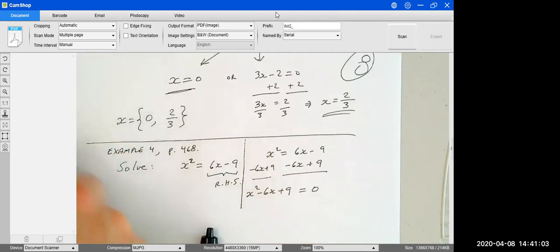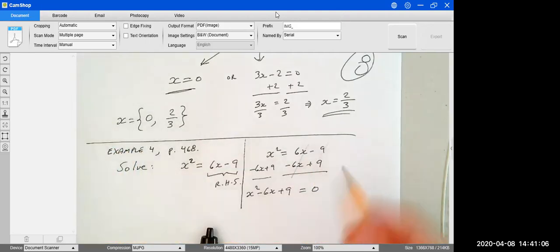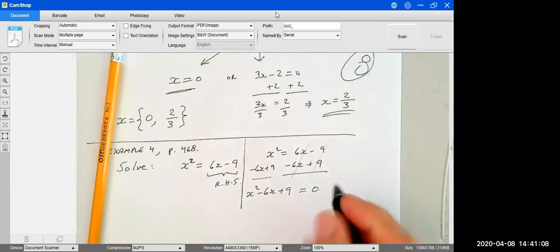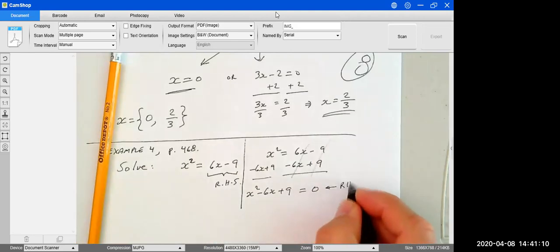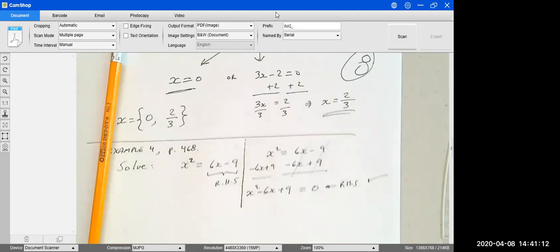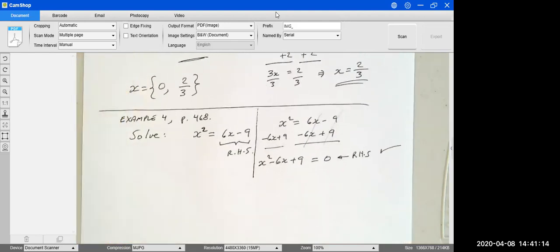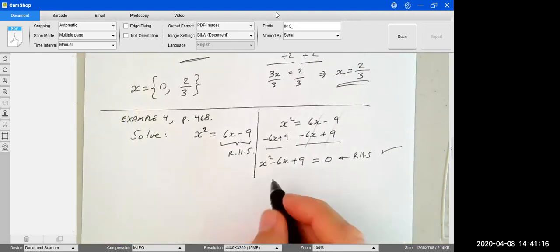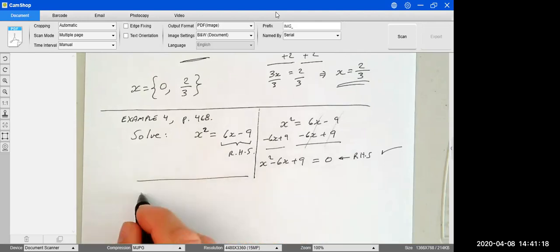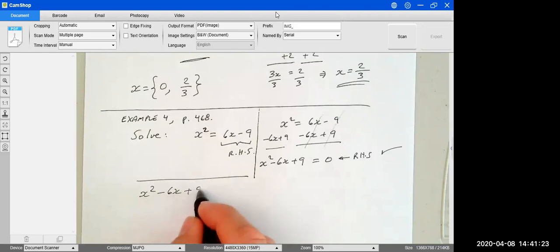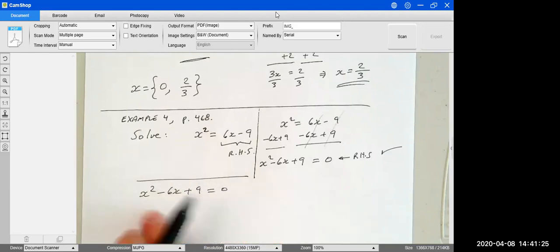This cancels, so you get 0 on the right hand side. Now your right hand side is 0, so now we can proceed and solve the problem. We have x squared minus 6x plus 9 equal to 0. We need to factor this trinomial.